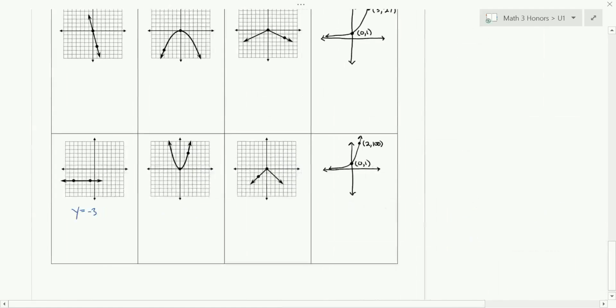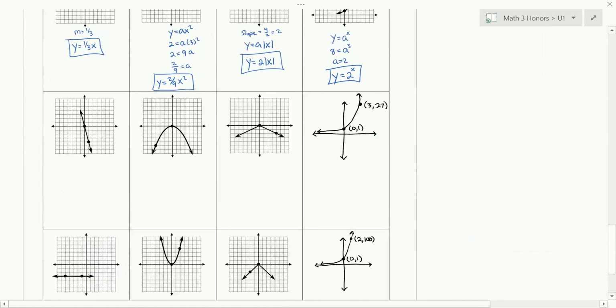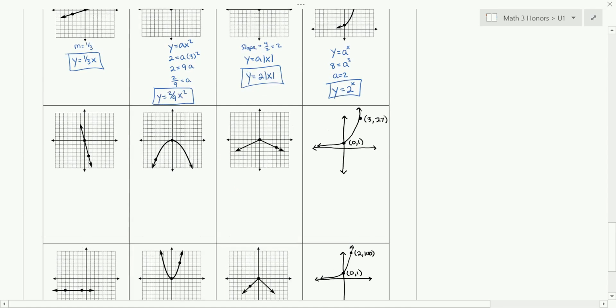So let's try something here. Try the second row. Work through the second row. We're not going to do the third row. We'll do the second row, and then I'll bring you to some translations, and we'll try to write equations with those. Okay.